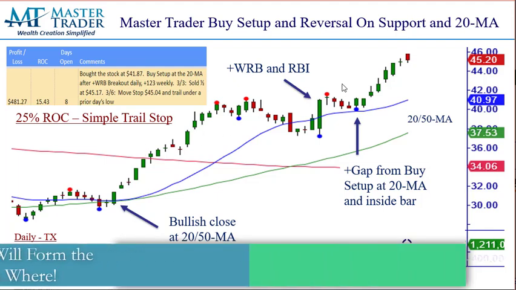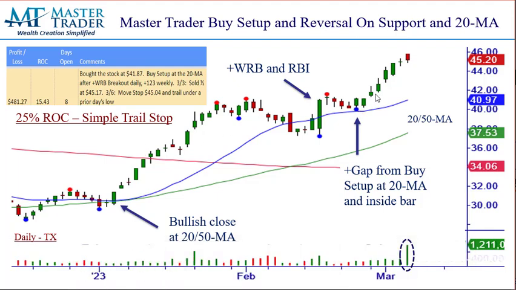So it gapped up the following day. That was our entry, a 5-minute high. So we bought the stock here at 41.87, and we sold a half lot here, as you can see, into strength at 25.17 way up here. And then we just went into simple trail mode, which means sell it under prior bar's low.